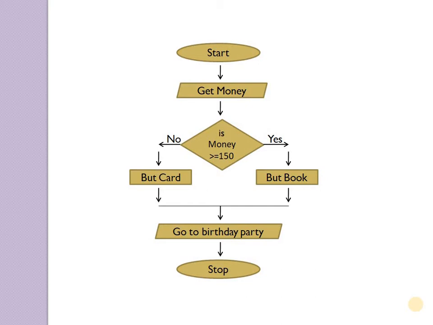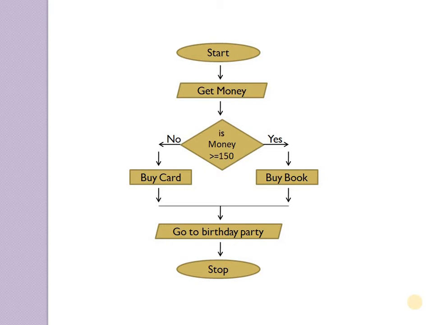The ellipse symbol is there, then a parallelogram to get the money, means receive the input, get money from your pocket, your wallet, or your parents, from wherever you want. And then if money is greater than or equal to 150, then you will buy a book. This is buy, not but. So if the money is more than or equal to 150 rupees, then you will go for a book, and then you will go to the party, and after entering the party your problem is solved.